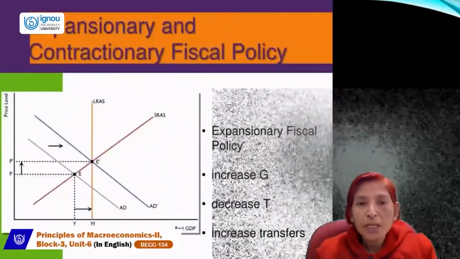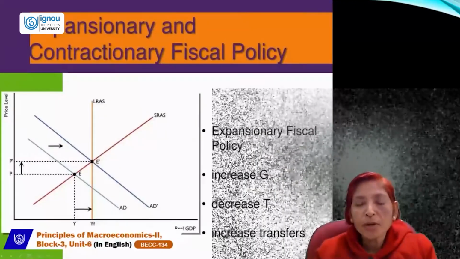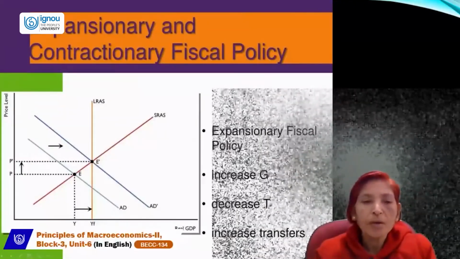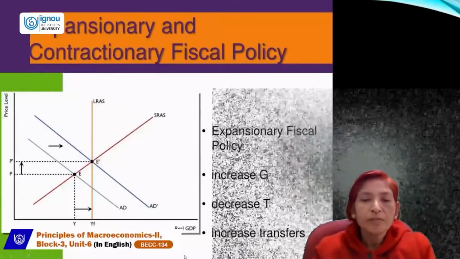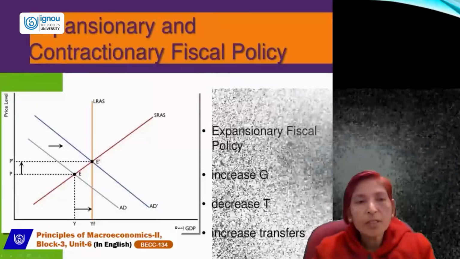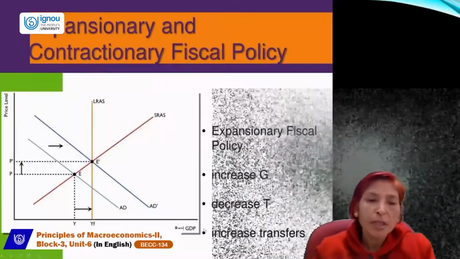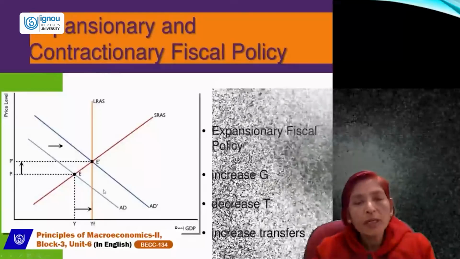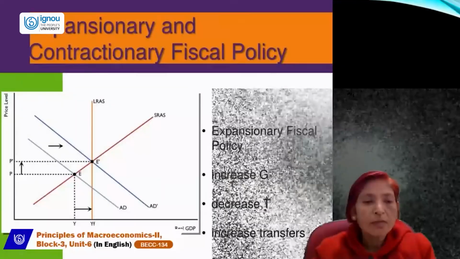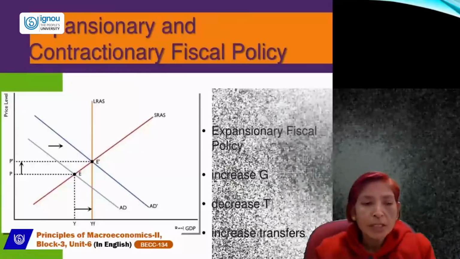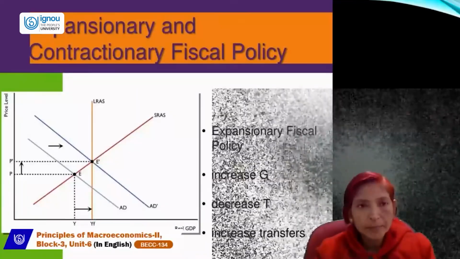Next is expansionary and contractionary fiscal policy. You know that fiscal policy may be expansionary and may be contractionary. If government expenditure increases, then it will be called expansionary fiscal policy. Taxes must be decreased and transfer payments must increase. In this situation, the AD curve will shift to the right hand side, and the new equilibrium point will shift from E to E dash, and price will rise and income will also rise.